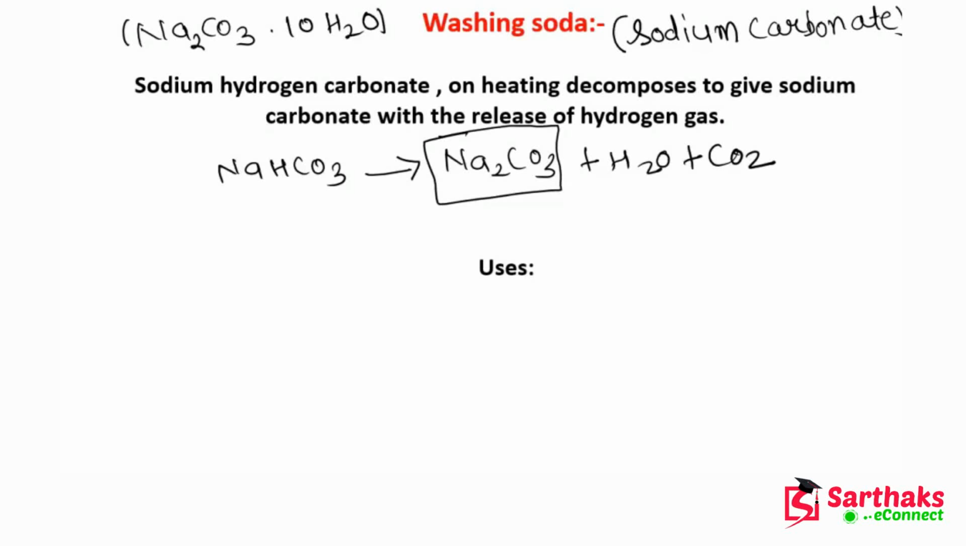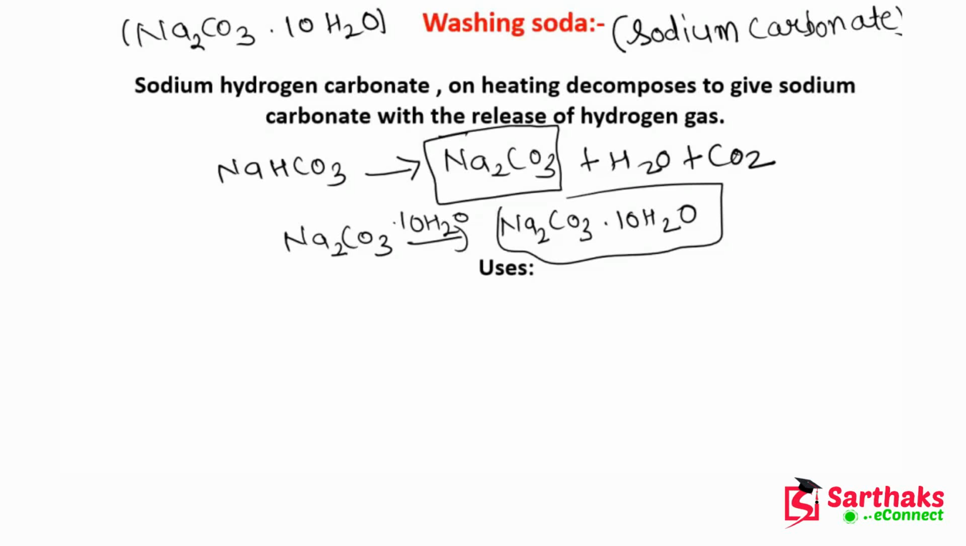Now guys, what happens if this sodium carbonate is kept open in the air? Then it will absorb moisture from the air and it will become Na2CO3·10H2O, and this is the actual formula for washing soda. Okay guys, I hope it is clear to you how we prepare this washing soda.